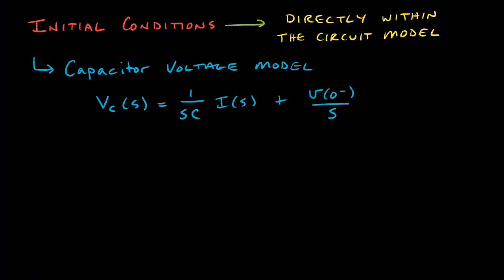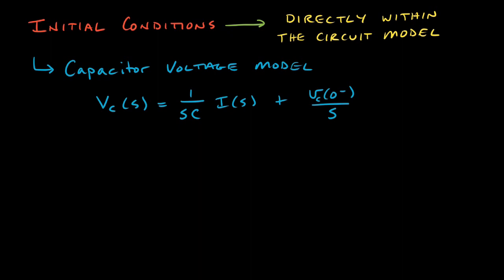And then that dividing by S just had to do with when we took the Laplace transform and rearranged to solve for voltage. That S had to pop out underneath the V. I guess I should call this VC of 0 minus. All right, so now I can incorporate that directly into the circuit diagram.